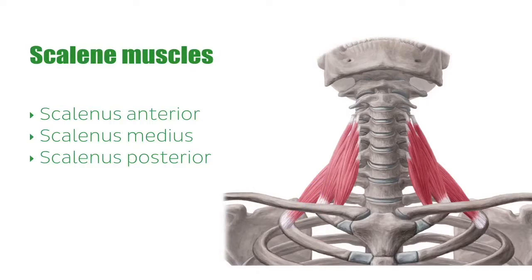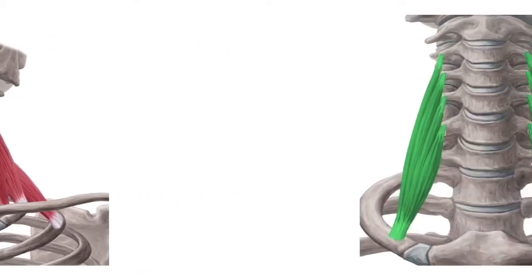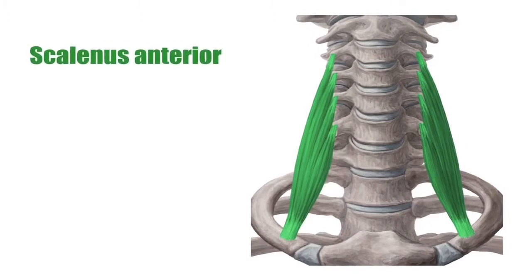And in Latin, the word scalene means a ladder, so you can memorize it by picturing them as a ladder between your ribs and vertebrae. Now let's talk about the first one on that list. This is the anterior scalene.